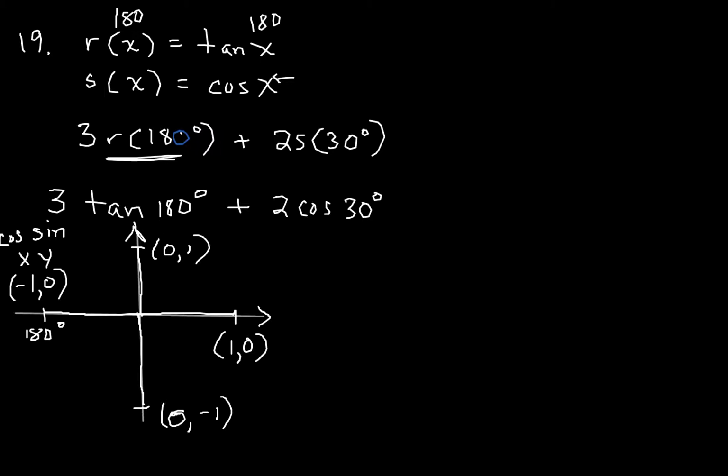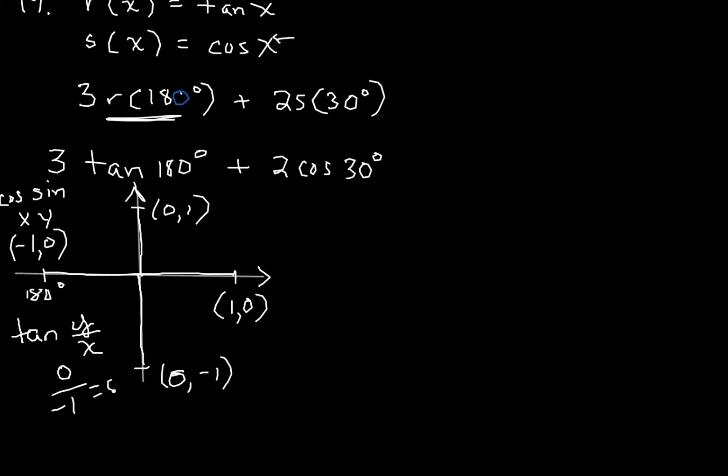This one's asking for tangent. Tangent is your y over your x. So it would be 0 over -1. So the answer to that would be 0. Tangent is y over x.